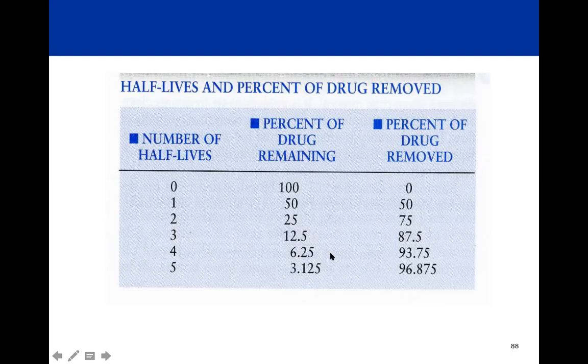And in this way, after 5 half-lives, there will be 96% of the drug removed, and still there is 3.125% remaining in the systemic circulation.